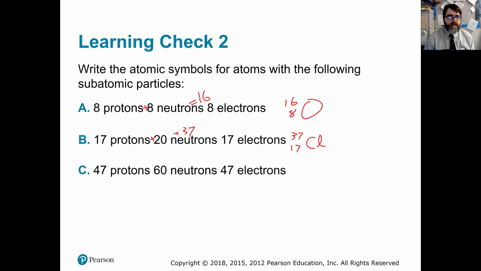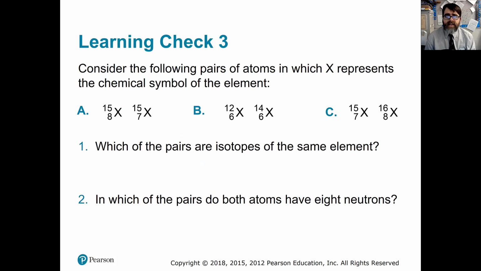And this one here, we add those two together and we get 107, and you go look up atomic number 47 and you'll find out that it is silver, and the mass number is 107 there. So looking at these, X is just a fictitious chemical symbol here, but it says which are pairs of isotopes with the same element. Well, if it's the same element, it's got to have the same number of protons, which means the same atomic number. And so then looking through here, that would be B, and both of those would be carbon.